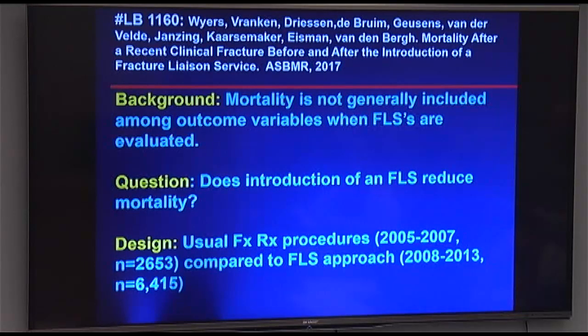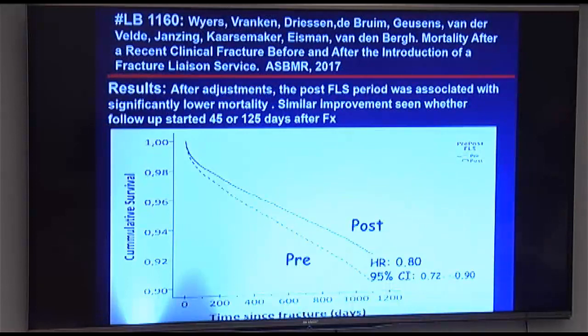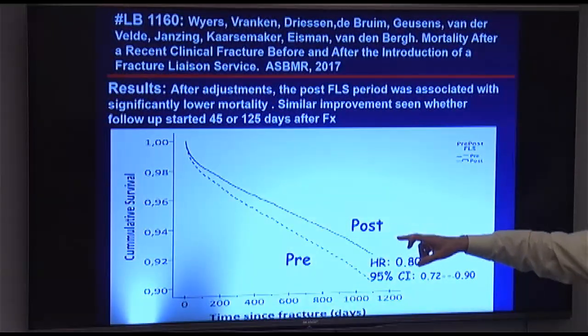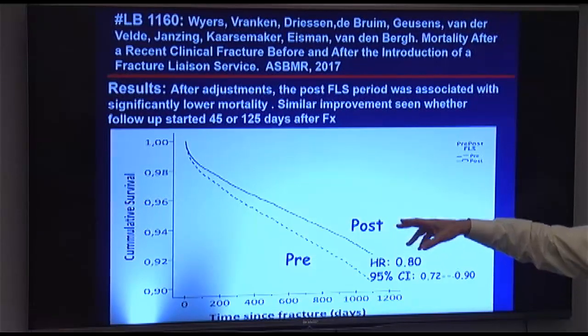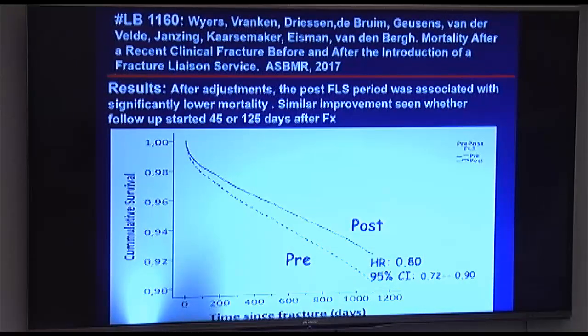And what they did was to compare two time periods in the same system. The usual procedures they followed over this period of time, and then they compared it with the FLS approach over the next 5 years. And this Kaplan-Meier curve shows that when they introduced the FLS service, the mortality, cumulative survival, was significantly greater. But presumably everything else should have gotten better as time progressed. Like the time difference.